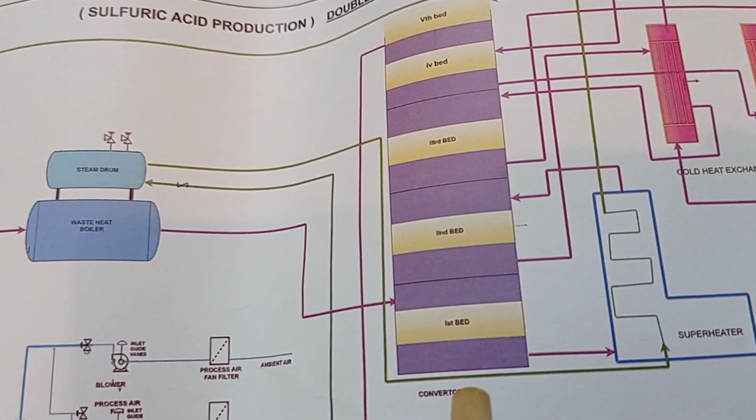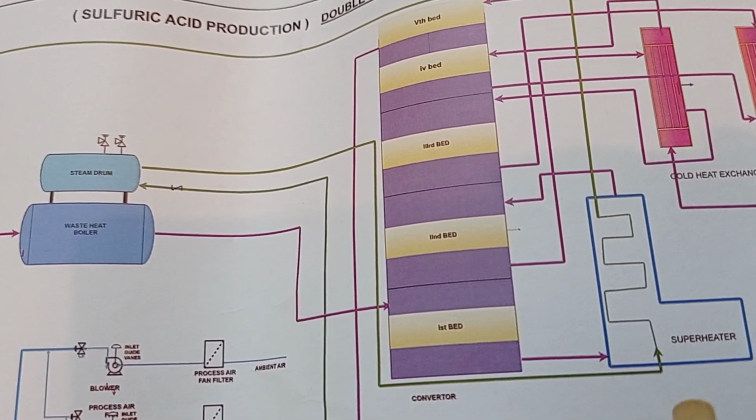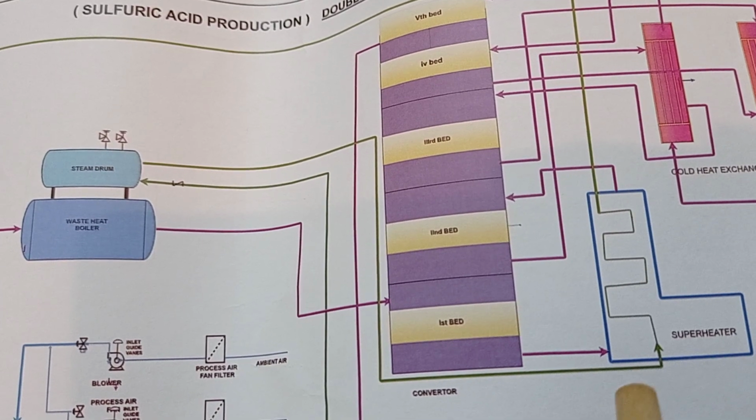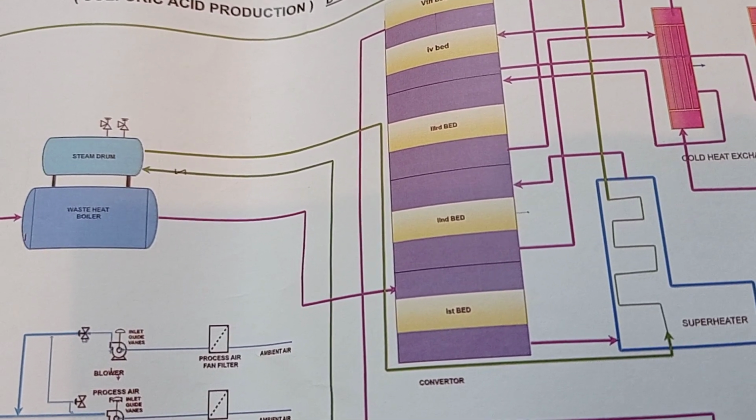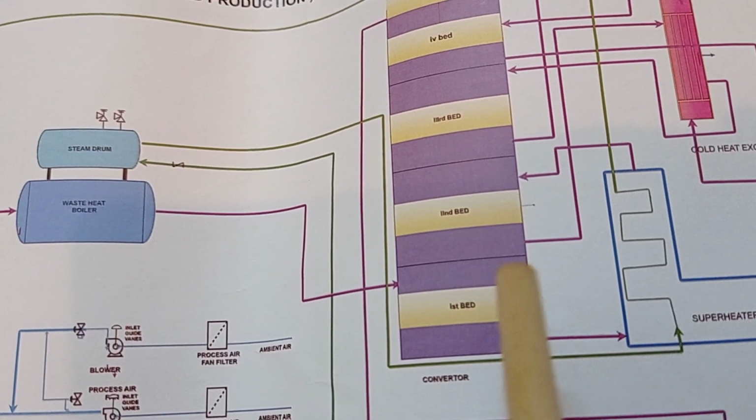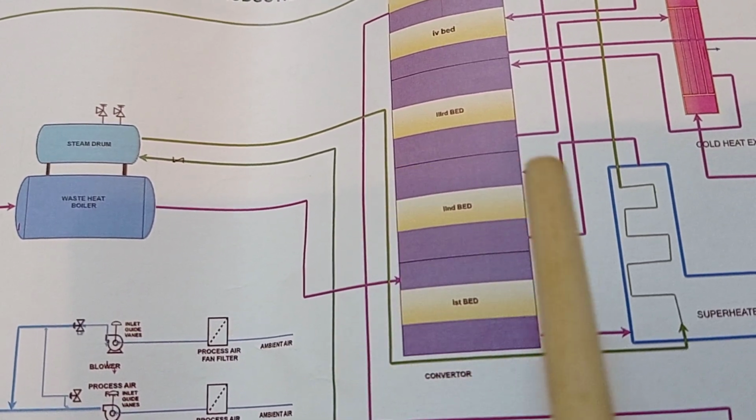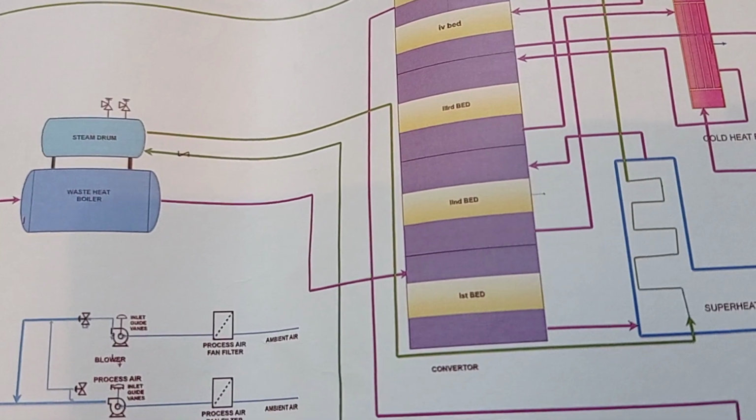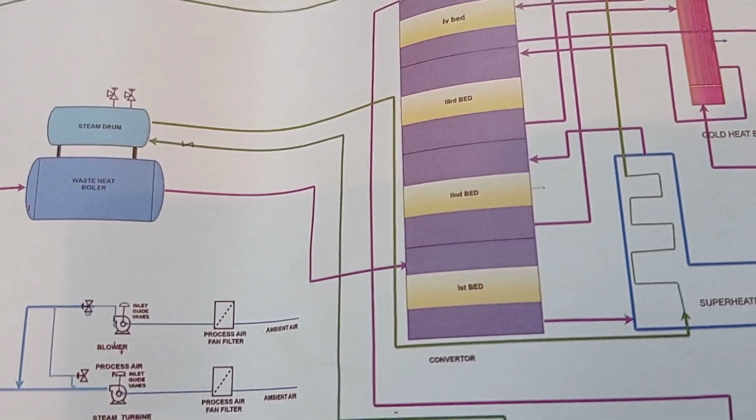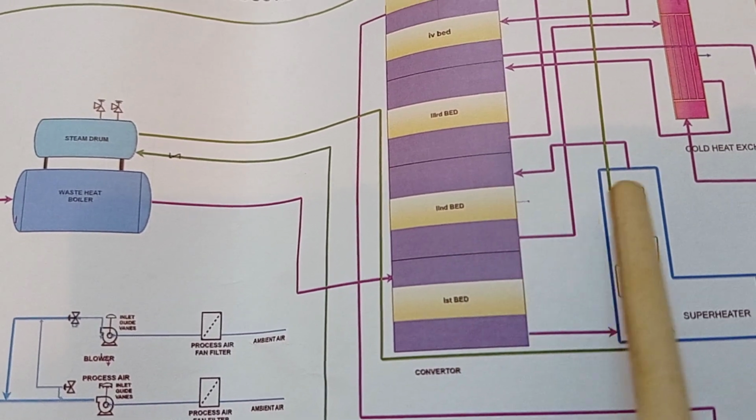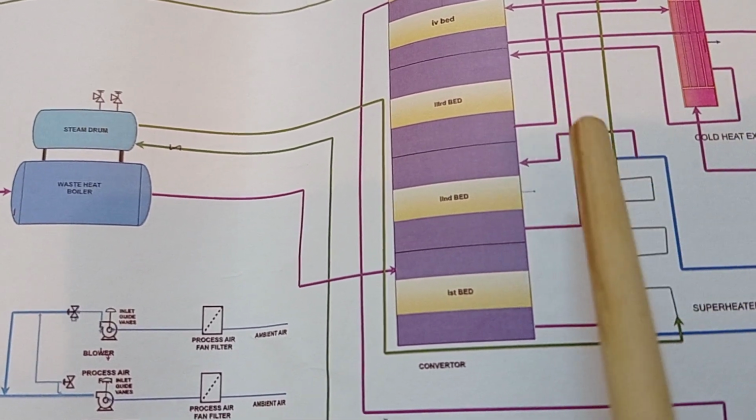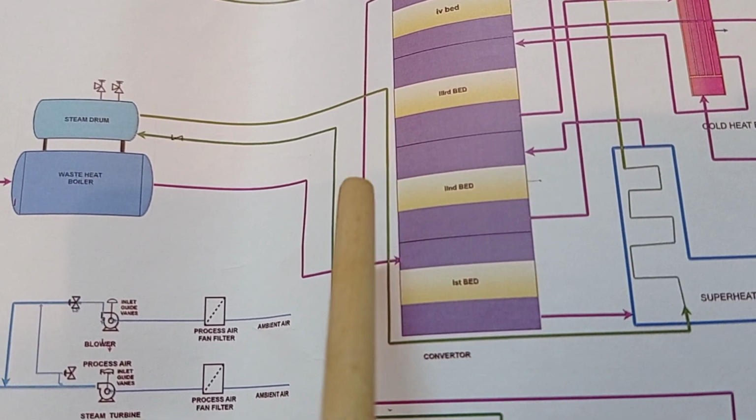So when it goes to the first bed, its temperature increases. When the temperature increases, we send it to the heat exchanger so that it is reduced to 420. So it goes to the second bed. Once it goes to the second bed, again its temperature increases, because this reaction releases heat. So after the second bed, again we send it to the heat exchanger, again we bring it down to the third bed.